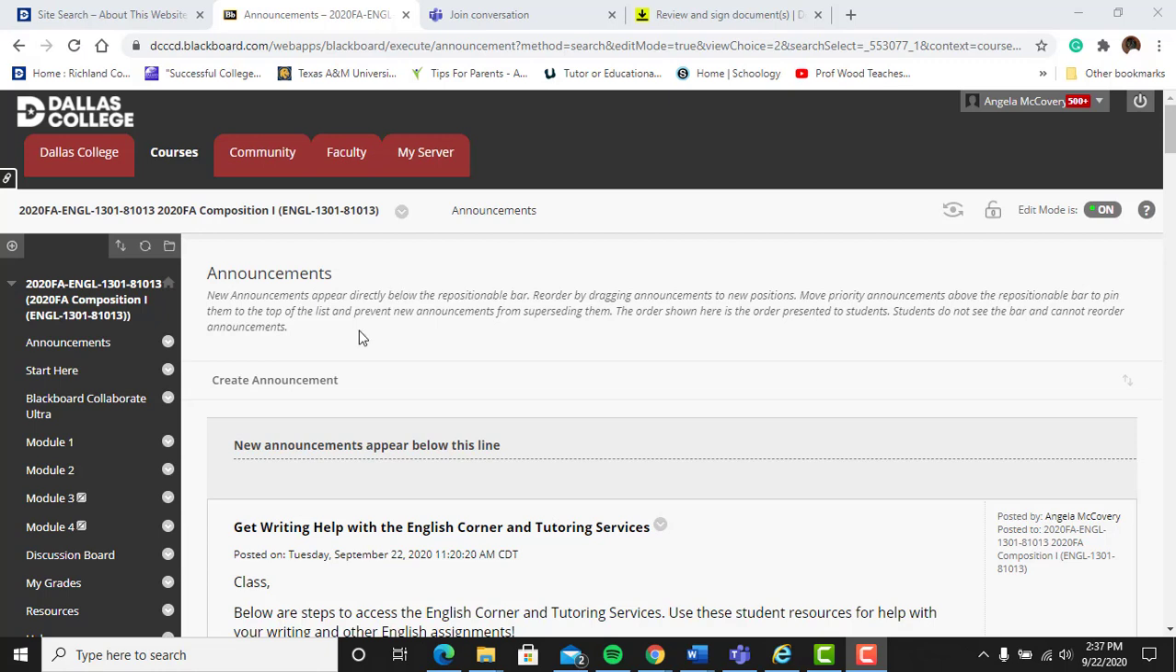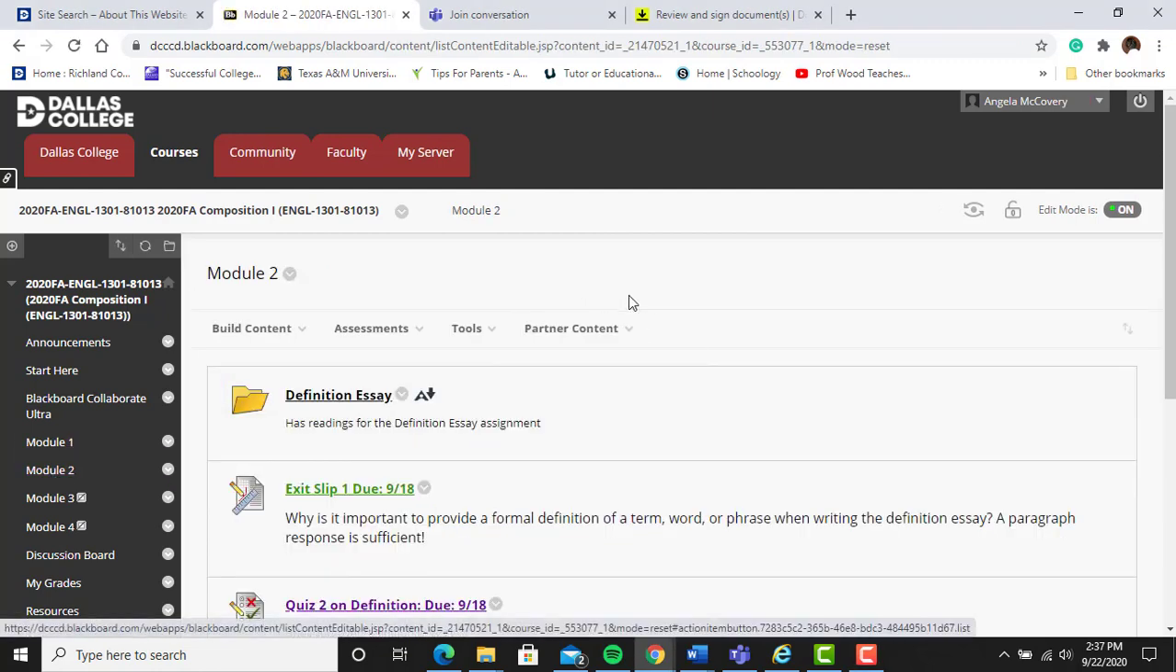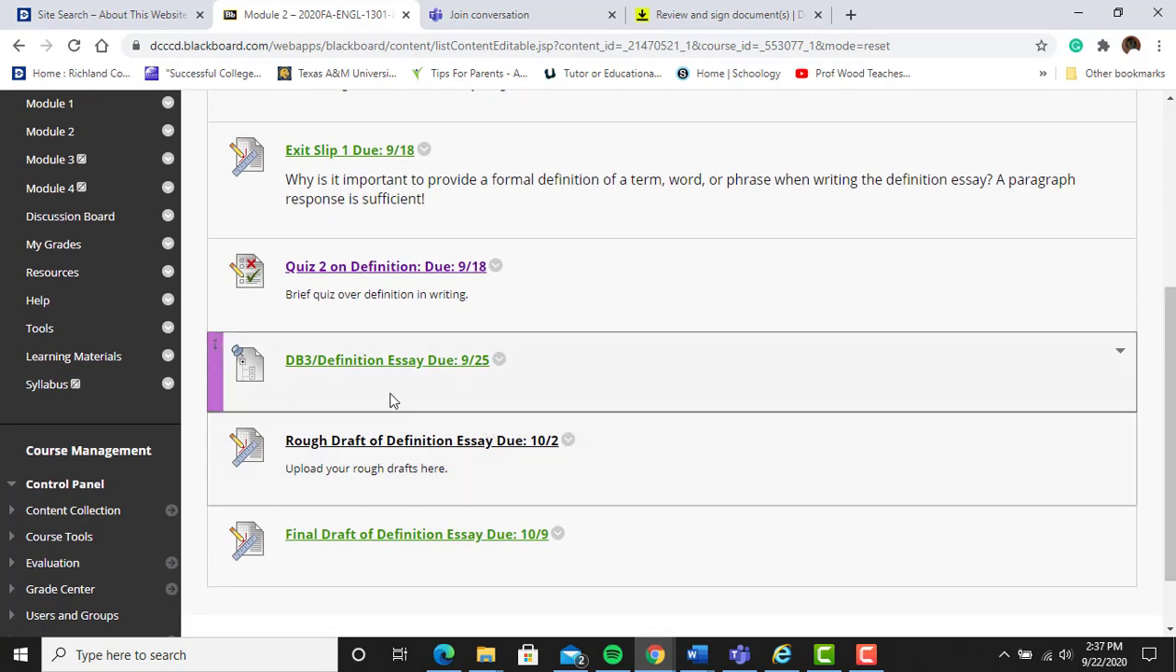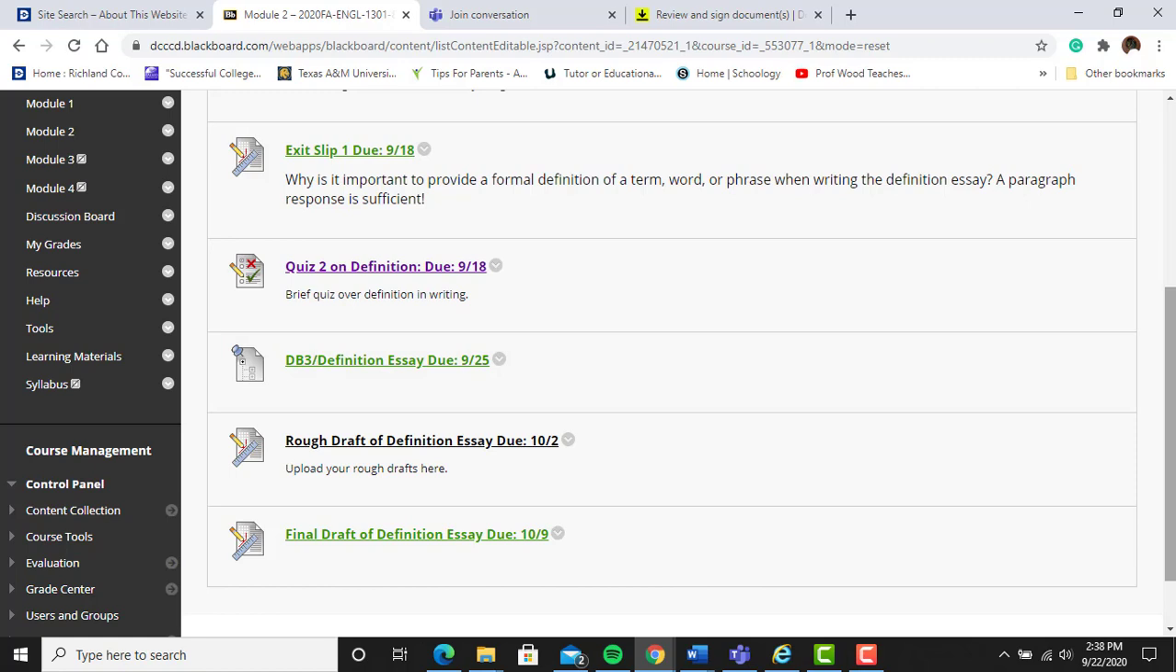So let's go on and get started with Module 2. We are moving right along with the definition essay. I want to point out that this Friday, Discussion Board 3 for Module 2 is due by 11:59. You know what to do. Go on and click on Create New Thread. Read the questions, and once you respond to 2 other classmates, you'll be good to go.